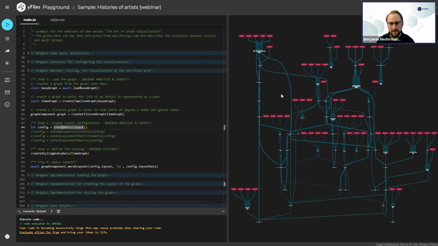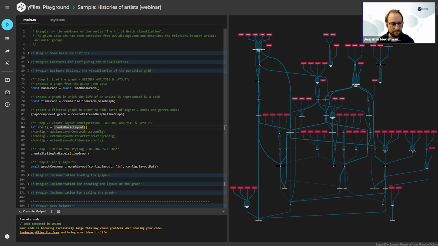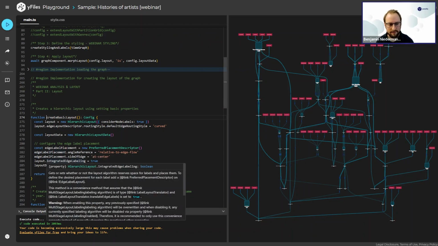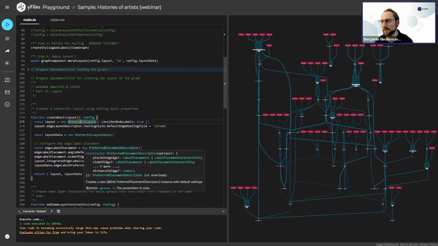I just say, without any constraints, without any further information, just create a layout using the hierarchical layout on the data set. And then I already get this graph. I don't explain this in detail. As I said, there will be a follow-up webinar. But as you can see, it's not very much code. It's basically just creating a hierarchical layout algorithm and then returning it after setting some basic properties.